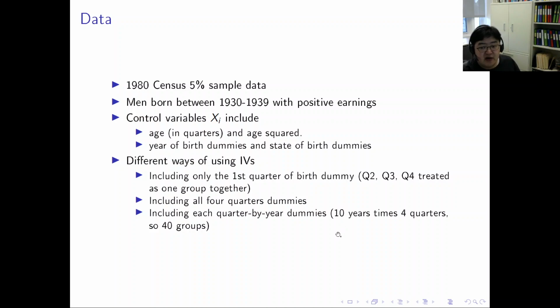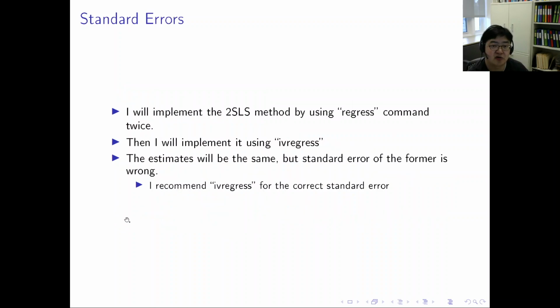So in the end, there are 10 years, and we have 4 quarters in each year. So finally, we are using 40 dummy variables as an instrument. As it goes down, the instrument becomes more detailed, finer groups we are using. So let's see how they work.